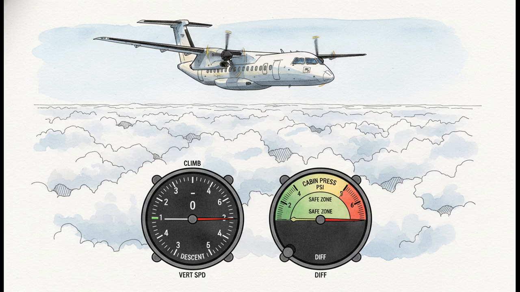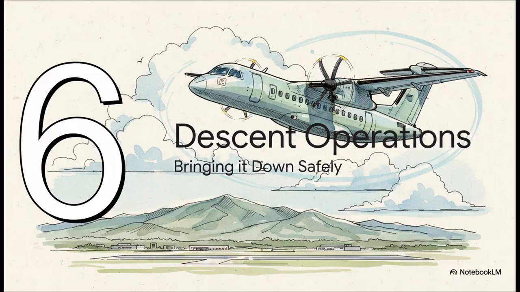Your cabin rate of climb or descent should sit perfectly at 0. And as always, verify the 5-8 rule. Ensure your differential pressure does not cross 5.46 psi, and double-check your cabin altitude stays at or below 8,000 feet. Which brings us to Section 6, Descent Operations, bringing it down safely.